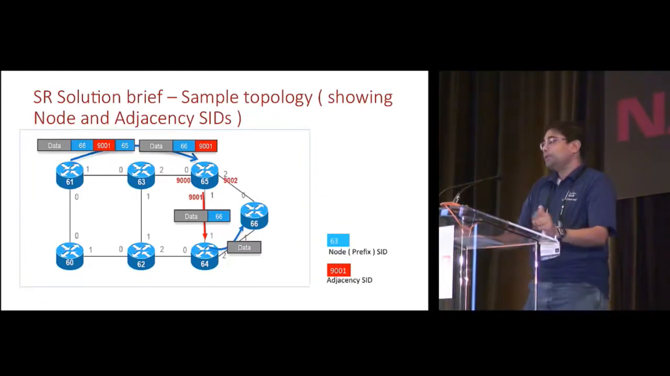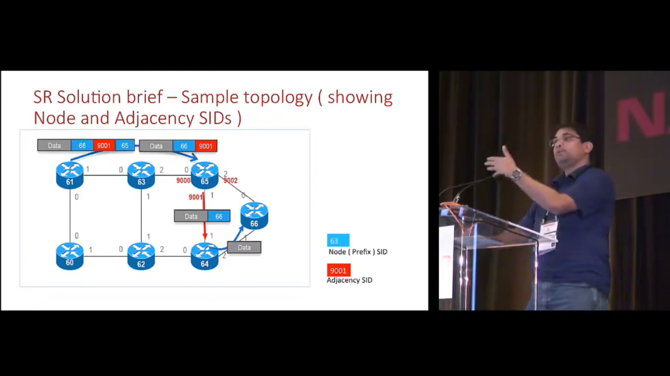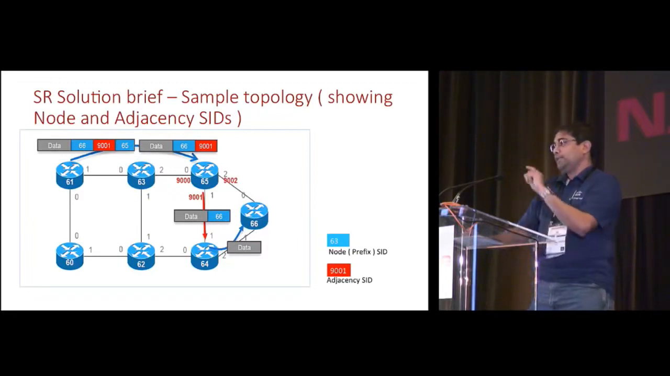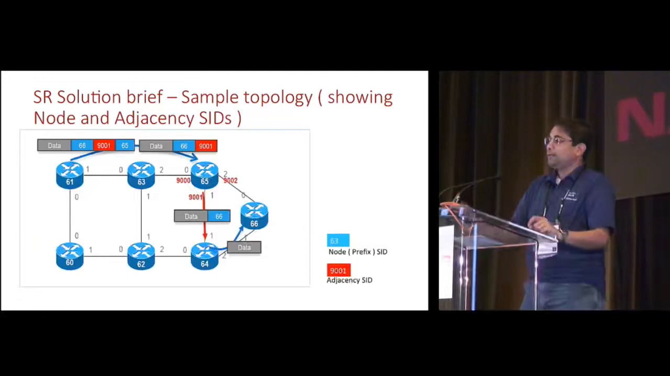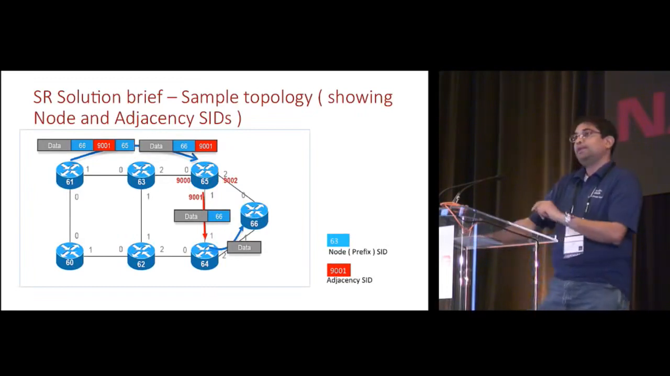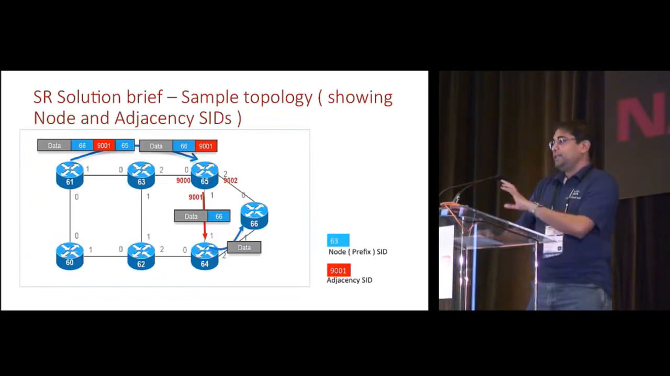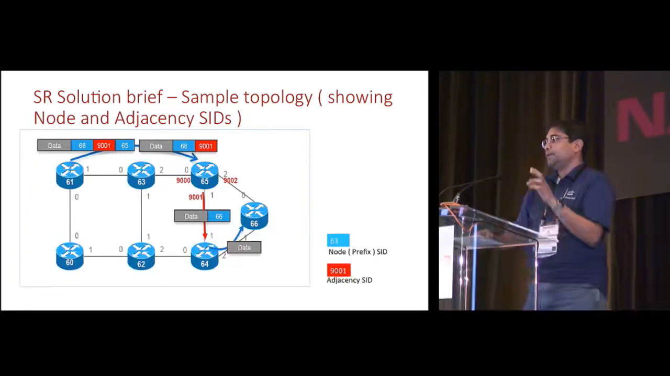So the traffic is ECMP from 61 to 65, and then 65 looks at the 9001, which is locally relevant, and sends it towards the 65-64 link, which is identified by the segment identifier 9001, and then it goes to node 66 eventually. So essentially the takeaway again is that we are defining the exact path which this data traffic needs to traverse.